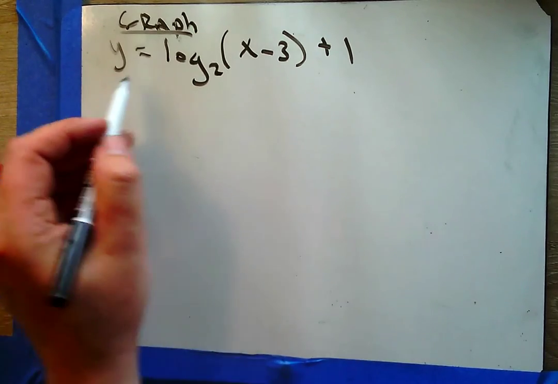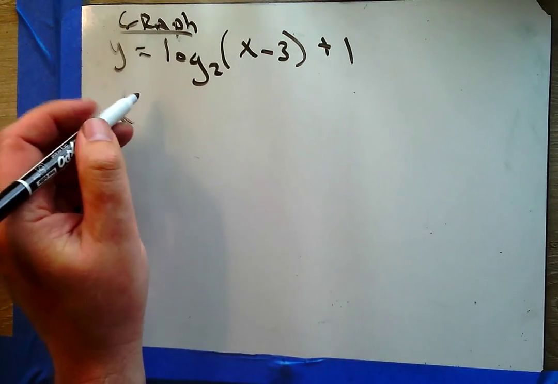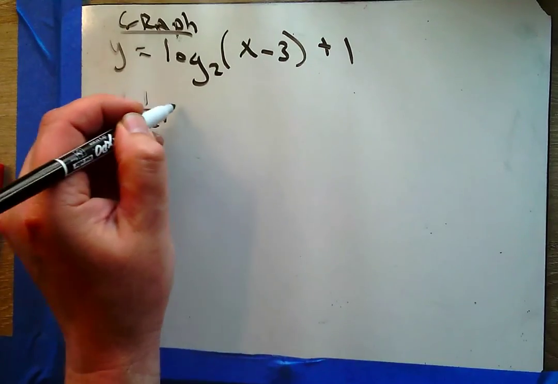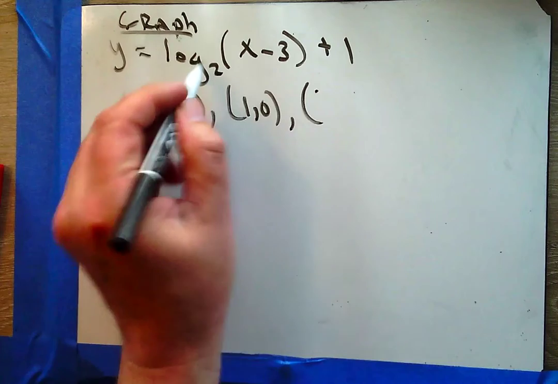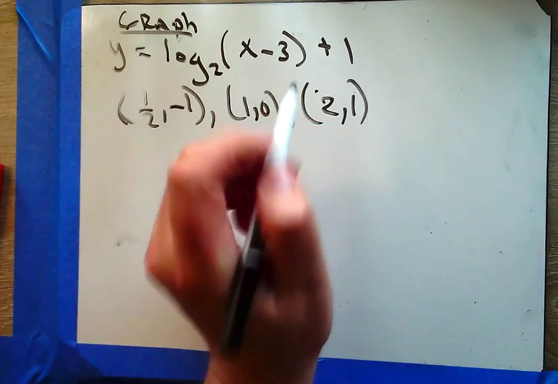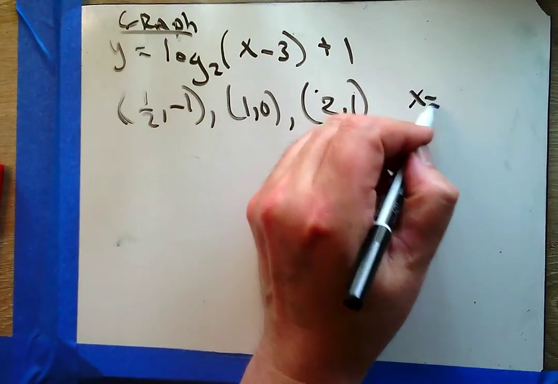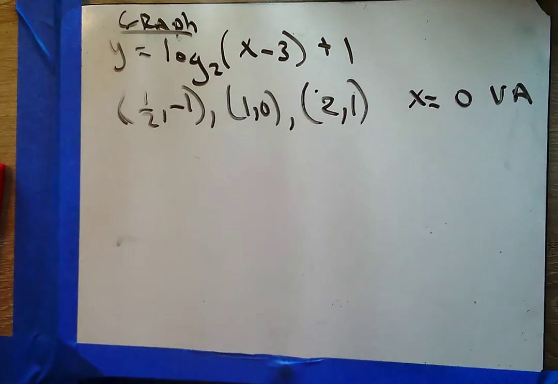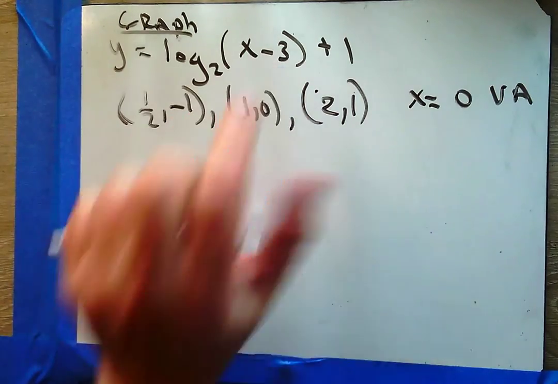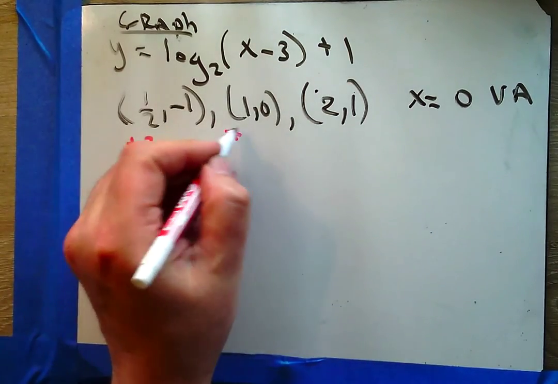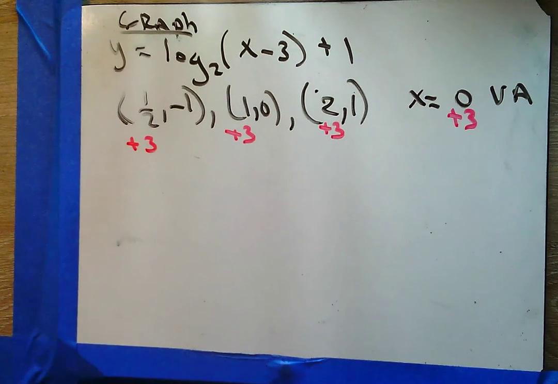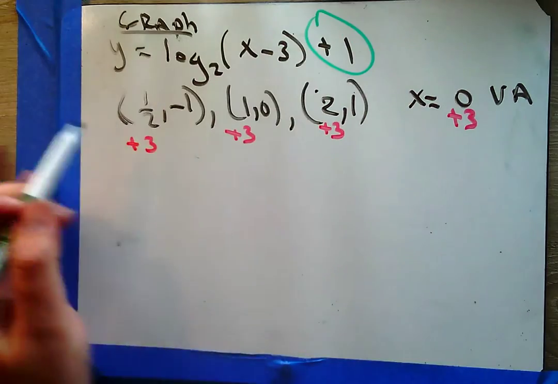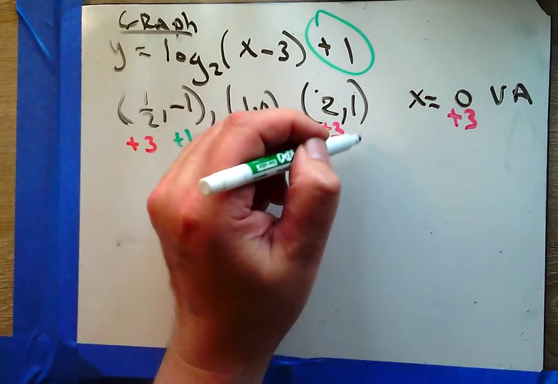Okay, so I know that the reference points that I'm supposed to start with are 1 over b, negative 1; 1, 0; b, our base, is 2, 1. And don't forget, because it's a log, it's got x equals 0 as a vertical asymptote. And now we need to carry out some transformations. I see one x transformation that I apply to all the x's, including that one. And I see a y transformation here that causes the graph to shift up 1.